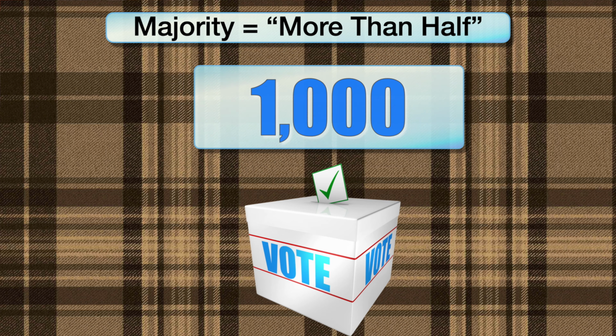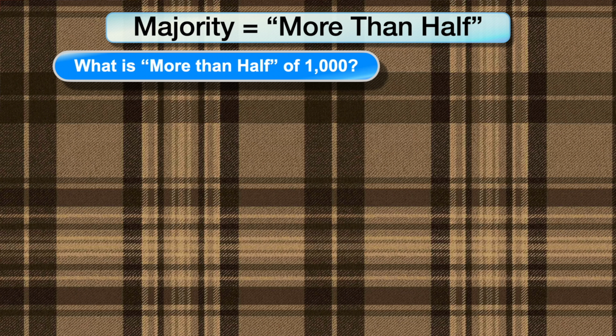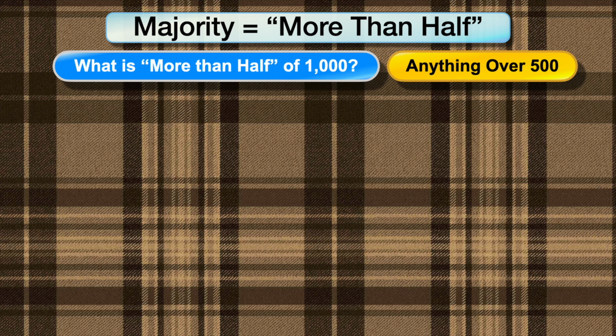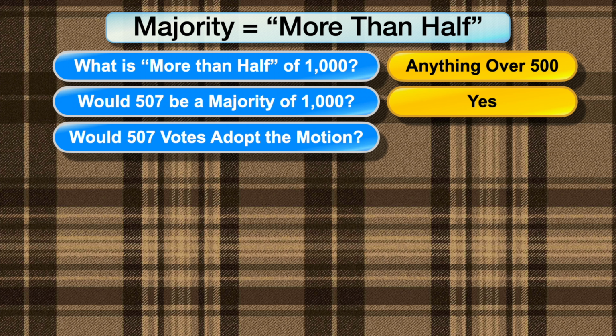Let's say 1,000 members vote. How many votes do we need in the affirmative to adopt the motion? Well, what is more than half of 1,000? To figure this, we need to know what half of 1,000 is. Just right off the top of my head, I get 500, so let's go with that. So if half is 500, what would more than half be? Anything over 500. So would 507 be a majority of 1,000? Yes, it would. Would 507 votes in the affirmative adopt the motion if 1,000 votes were cast and it required a majority vote for adoption?